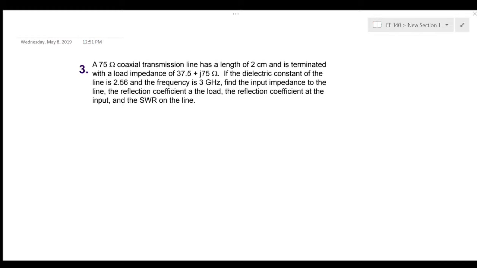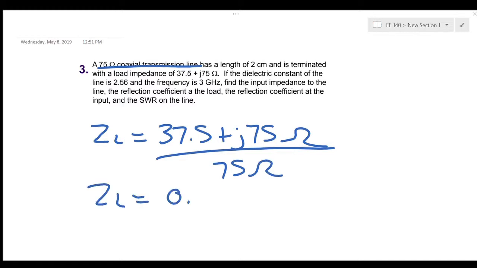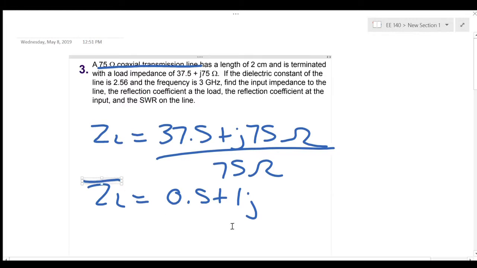Since we are going to be using a Smith chart, we need to normalize our load impedance. So load impedance is equal to 37.5 plus j75 ohms. We need to normalize it to the transmission line, which is 75 ohms. So just divide this by 75. So ZL is going to equal 0.5 plus 1j. This is our normalized ZL bar.